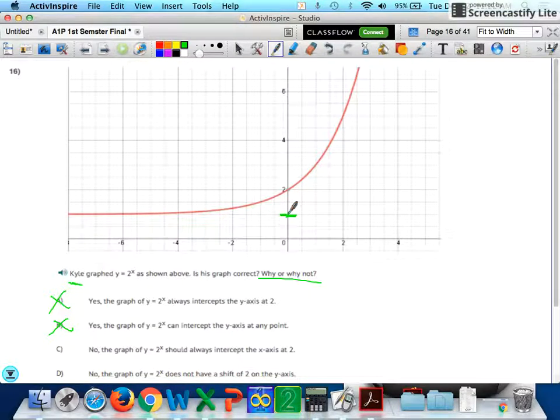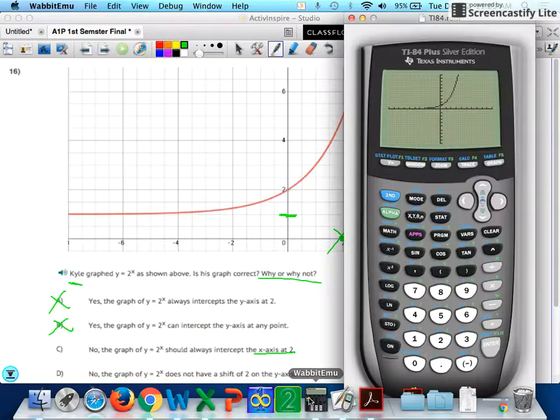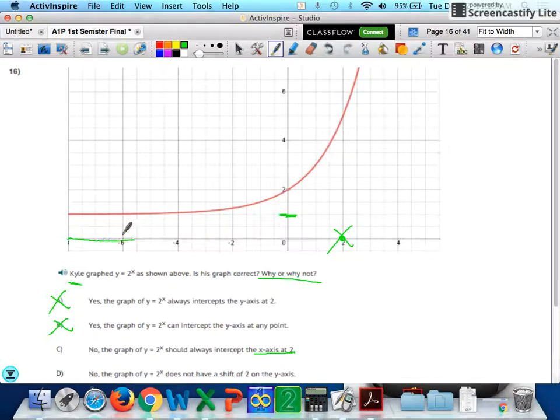But this says, the other one, option C, says it should always intercept at the x-axis at 2. Well, the x-axis is over here. We definitely don't want our graph intercepting right there. It never does that. Our graph flattens out over here and then comes up, okay? Our correct graph should be flat over here and then come up through that point. So that leaves us as our only logical choice being D.